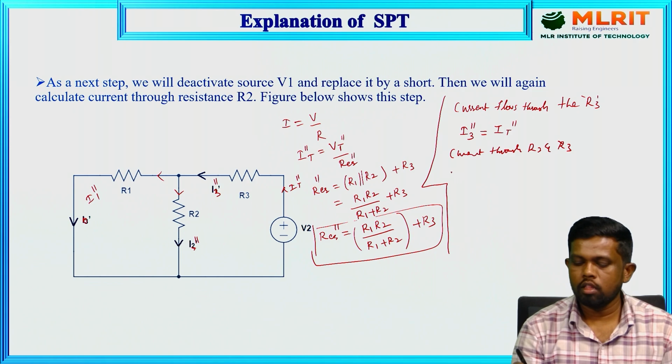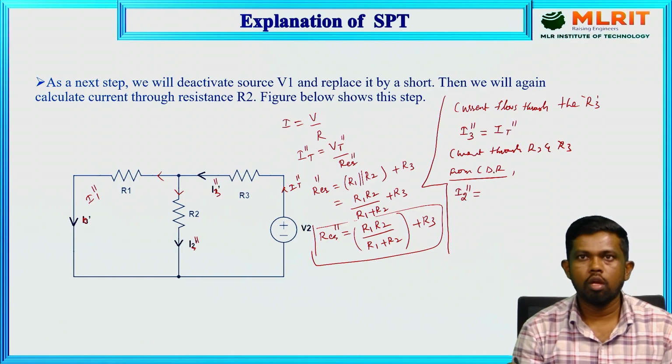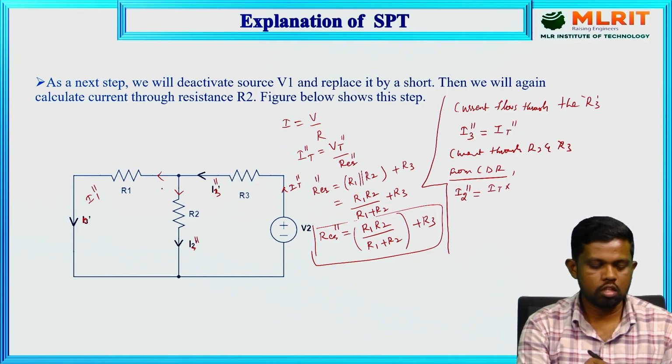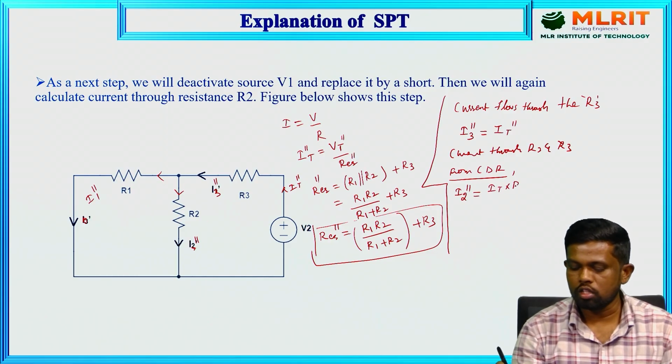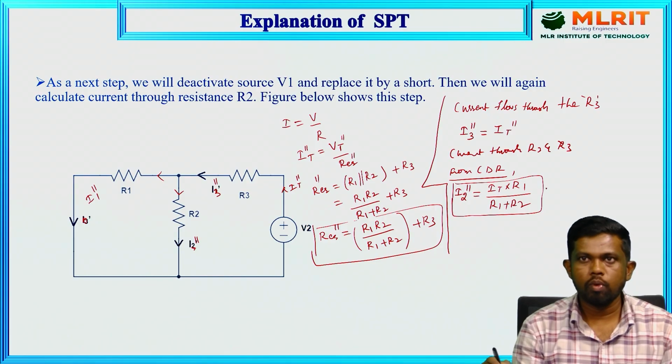So we are applying the current division rule. According to that, I2 double dash equals the total current of the circuit into the opposite resistance of this one, that is R1 in this case, divided by R1 plus R2, which is the total resistance of the circuit. This is the I2 double dash value.